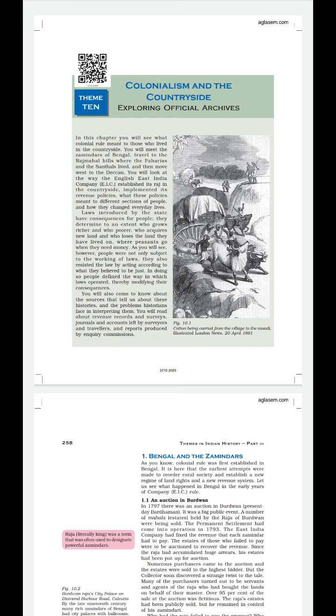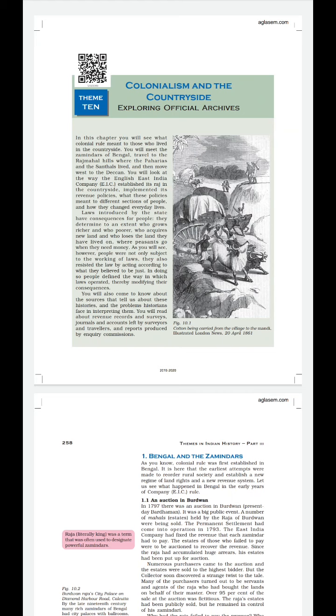Good morning, students. Children, today we will start our new chapter from part 3, that is chapter number 10, and the name of the chapter is Colonialism and the Countryside. As per the 2020-21 revised syllabus, from this chapter you need to study from page number 257 till 274. Clear? And here we will cover the topic Bengal and the Jamindar.